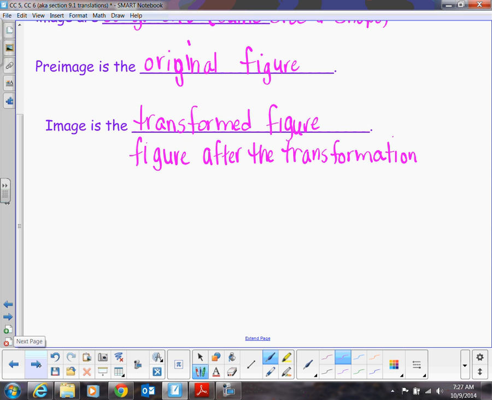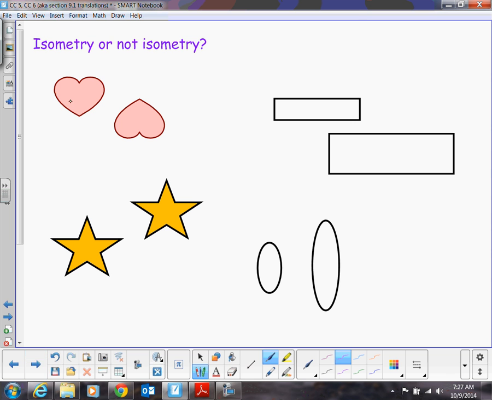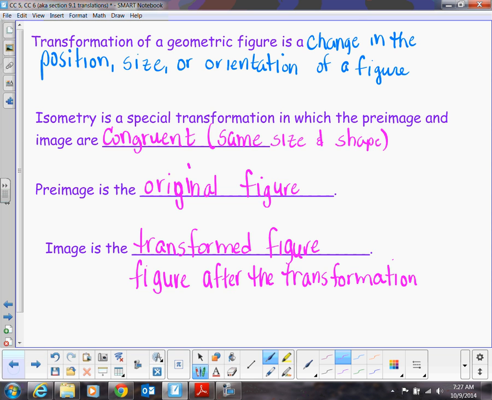So another study tool is Khan Academy, going to the standard and looking at what kind of practice problems they have there. All right, so now the question is, do we have isometry or not? Now remember, let's go back. What is an isometry? The pre-image, that means the original figure, and the image, the transformed figure, are what? Congruent, same size and shape.